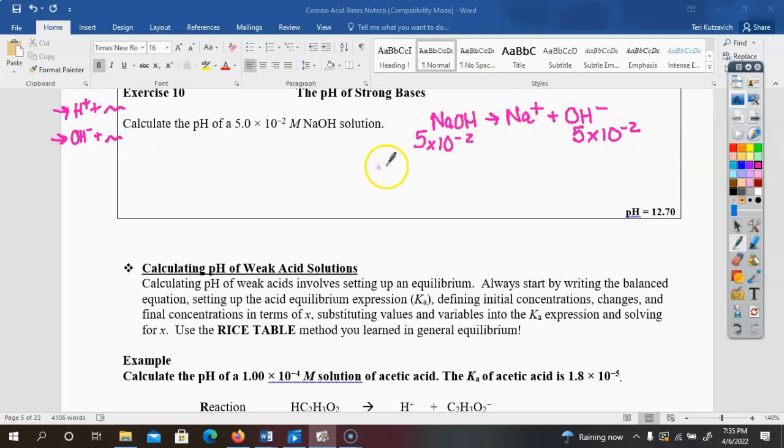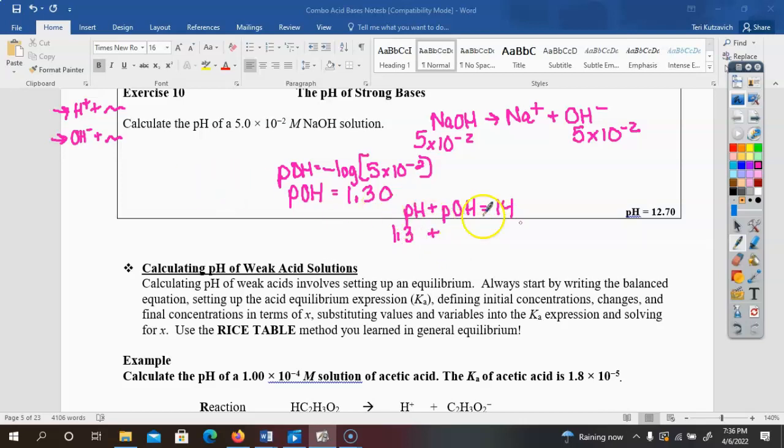All right, so now we have our pOH. So we know pOH equals negative log of 5 times 10 to the negative second. So our pOH comes out to 1.3. And then you know pH plus pOH equals 14. So pH plus 1.3 equals 14, so your pH equals 12.7.